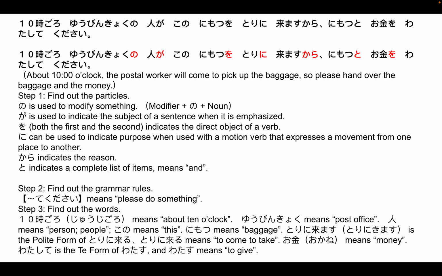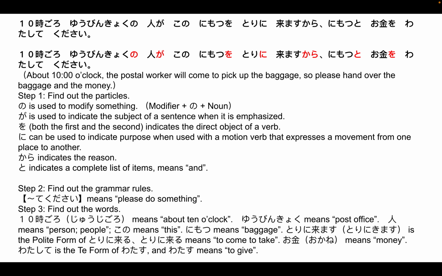when used with a motion verb that expresses the movement from one place to another. Kara indicates the reason. To indicates a complete list of items, means and. Let's see step 2. Te kudasai means please do something. Let's see step 3.